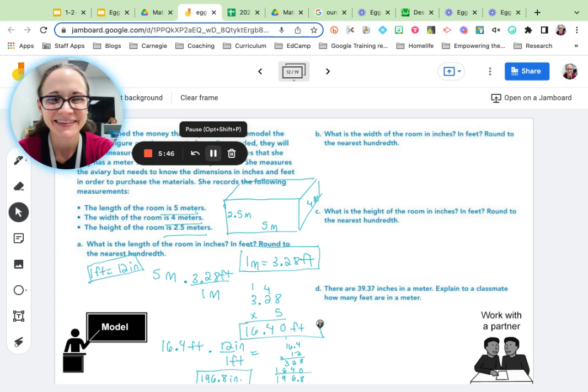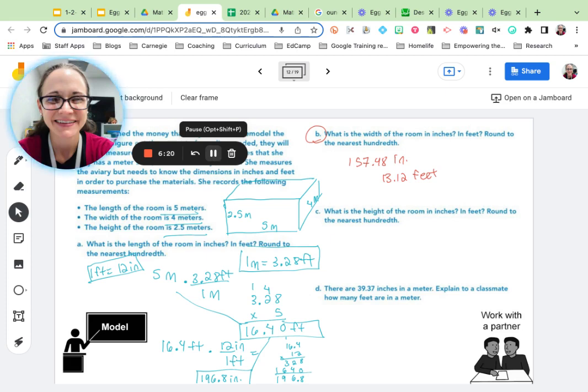We said that 5 meters is the same as 16.4 feet, which is equal to 196.8 inches. So now we know the length of the room. Now your task with your partner is to find the width of the room in inches. So you are going to answer with your partner part B. Pause the video, set a timer for 5 minutes, and in 5 minutes hit play so that you can check your work.